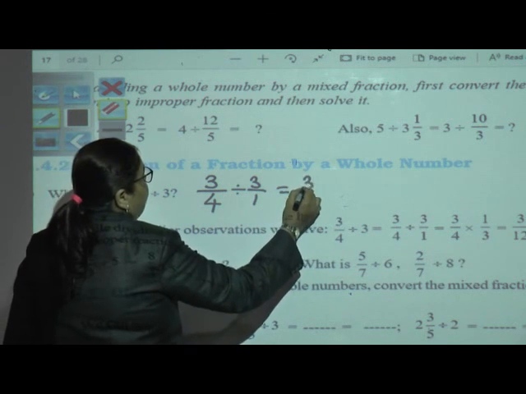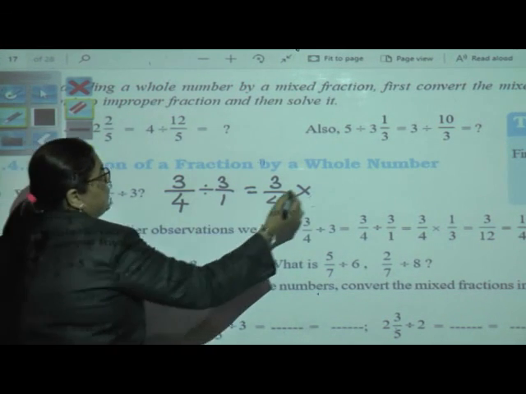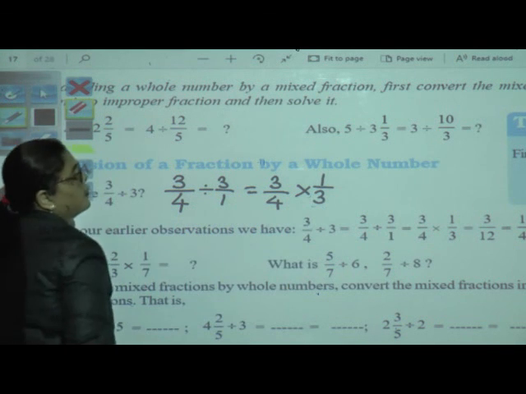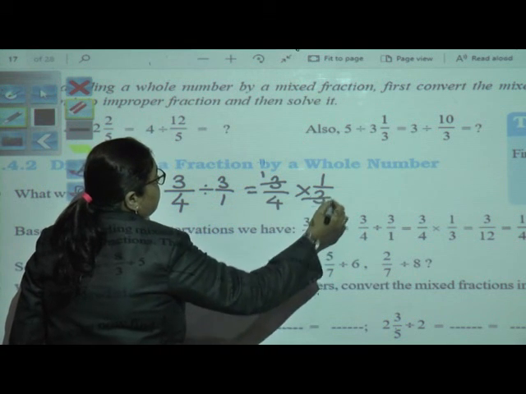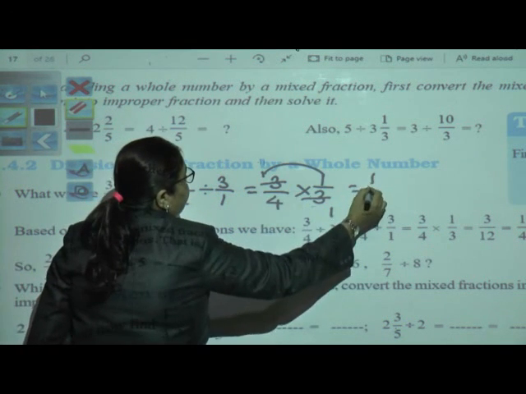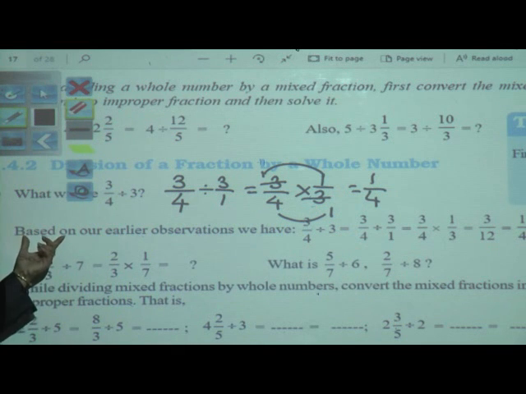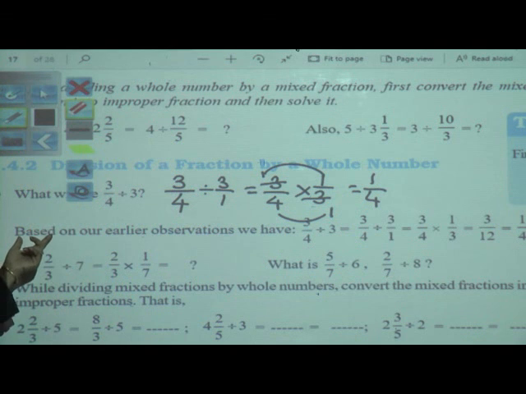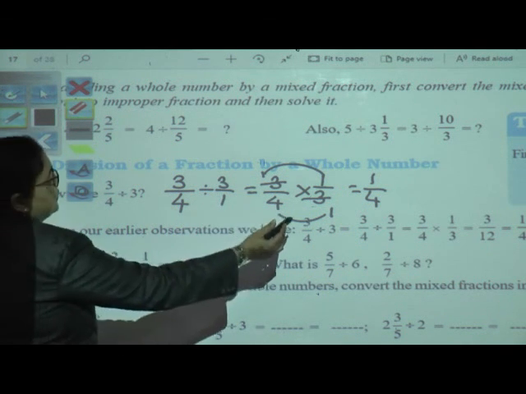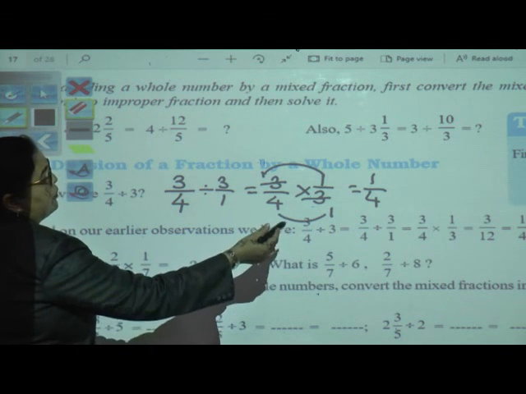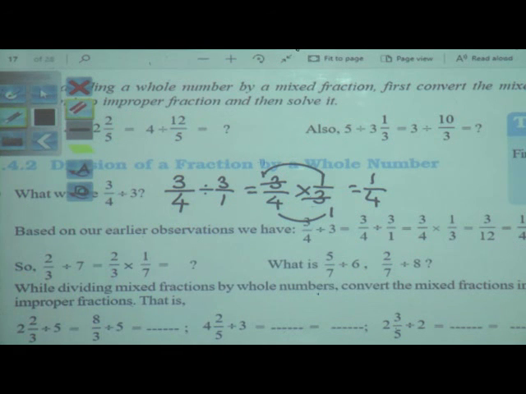So what we will do? We will write 3 upon 4, division we will convert into multiplication, and we will do the reciprocal, that is 1 upon 3. Now can we reduce? Yes, 3 1s are 3, 3 1s are 3. So what will be the answer? 1 1s are 1 upon 4 1s are 4. So we can say it is 1 upon 4. Based on our earlier observation, we have 3 upon 4 divided by 3 upon 1, equal to 3 upon 4 times the reciprocal of this, and we are getting the answer as 1 upon 4.